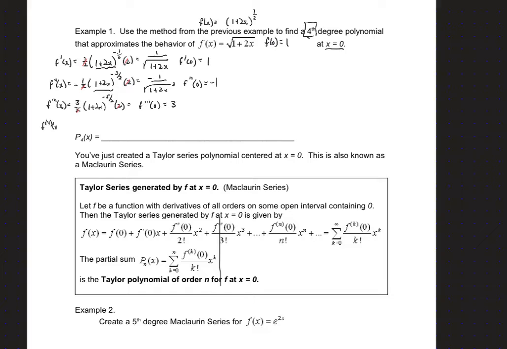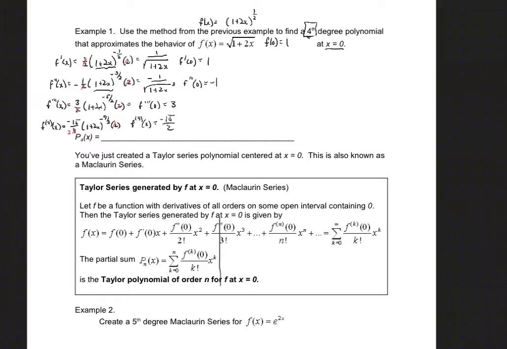Finally, our fourth derivative, the negative 5/2 times 3/2, is going to be negative 15 fourths, (1 plus 2x) to the negative 7/2 times the 2. So we'll cancel the 2, but this time we're only going to cancel 2 of that. So when we evaluate our fourth derivative at 0, 2 times 0 is 0, 1 to any power is 1, times a negative 15/2, it's going to be a negative 15/2. Okay, now we're going to try to put it together.